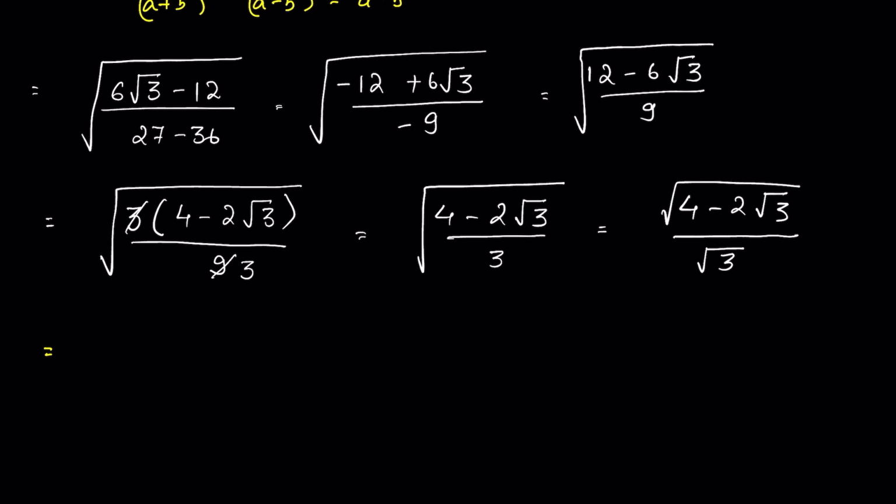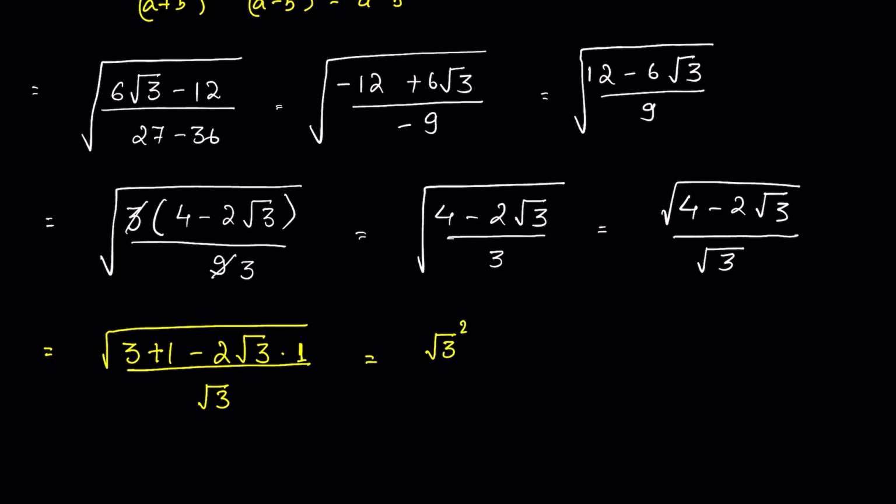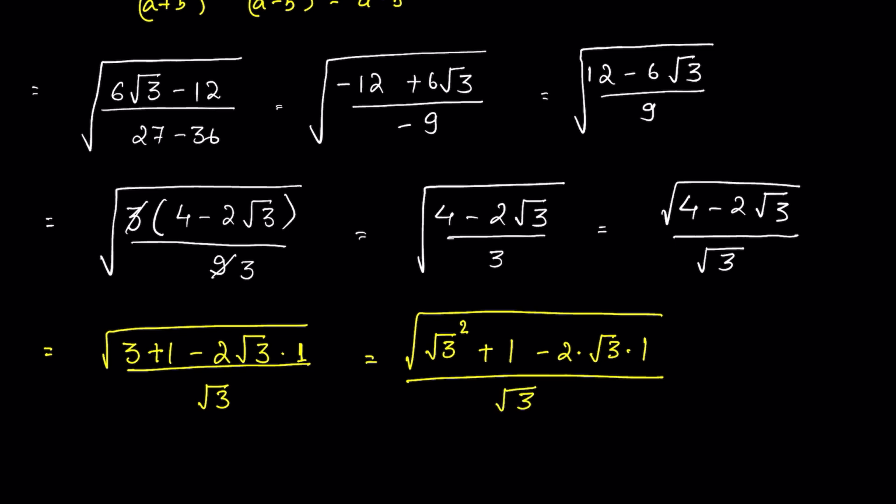Now 4 we can write as 3 plus 1 minus 2 times square root of 3 times 1 upon square root of 3, and this is under square root. Now 3 we can write as square root of 3 square, because we can remove the square root with the square, plus 1 minus 2 times square root of 3 times 1 under square root upon 3 under square root. Now this is in the form of a square plus b square minus 2ab. So this we can write a minus b whole square, so square root of 3 minus 1 whole square under square root upon square root of 3.